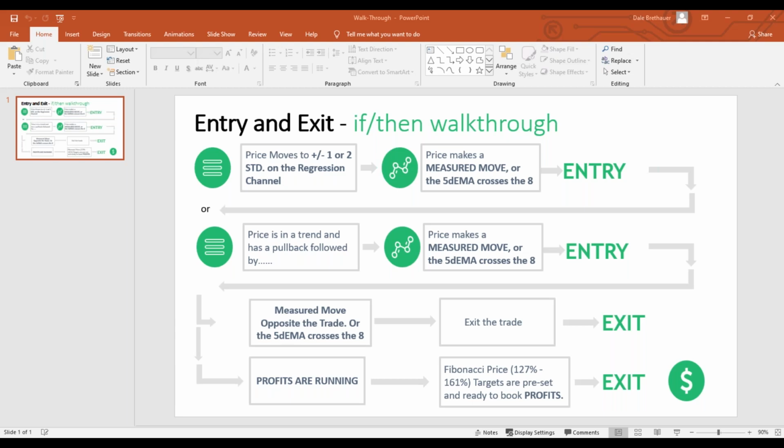What I wanted to do today is, of course, we always go through our entry and exit walkthrough, and I've had a number of questions come through recently around measured moves, and had some screenshots: was this a measured move? Is this a measured move? And I thought we've got quite a few new members.